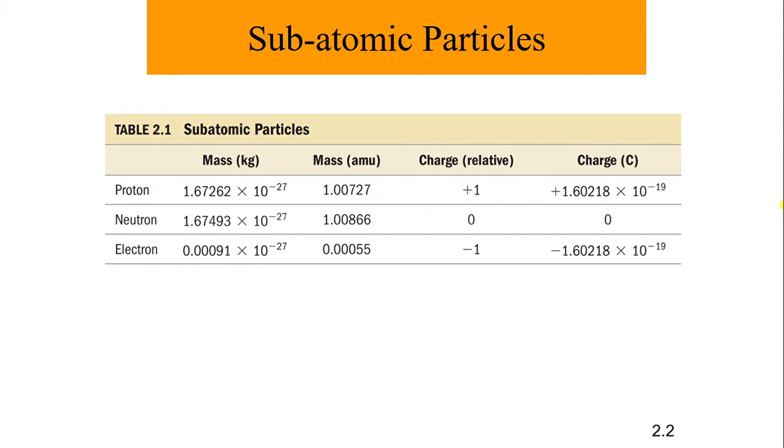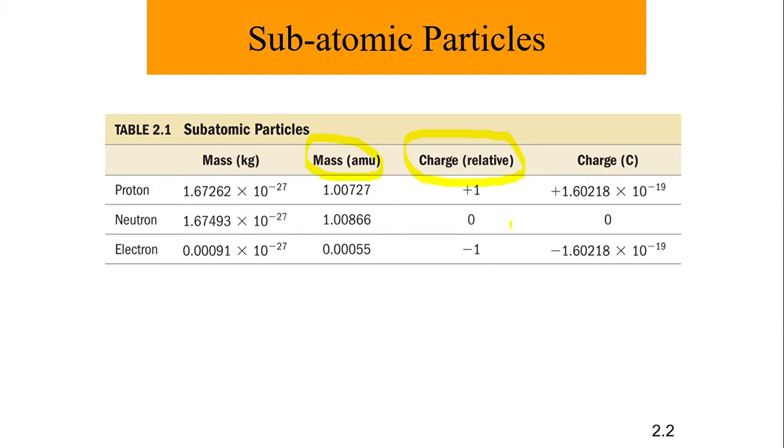In terms of subatomic particles, this chart gives us information about them. Notice that the masses in kilograms and the charges in units of coulombs are numbers that are not very wieldy. So we're going to end up using what we call the atomic mass units to describe the masses of these subatomic particles. And in terms of charge, we're just going to assign a value to each. We're going to say the protons are +1 and the electrons are -1 charge.